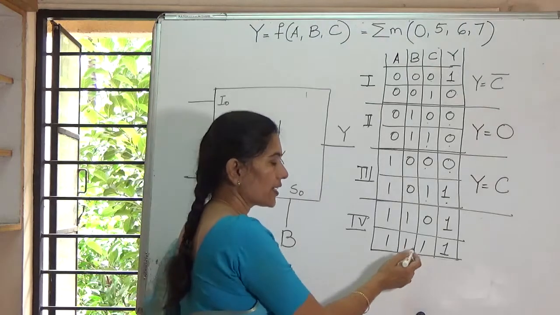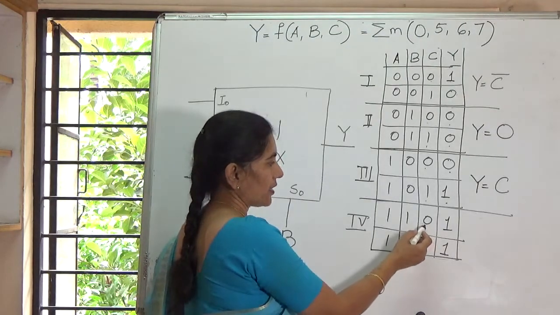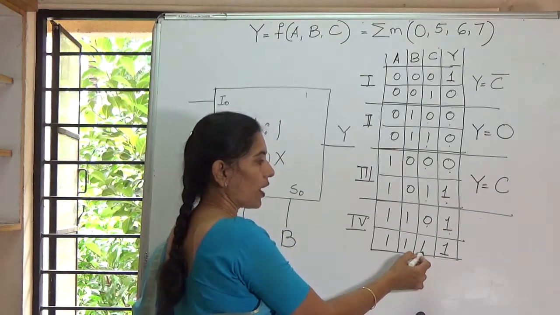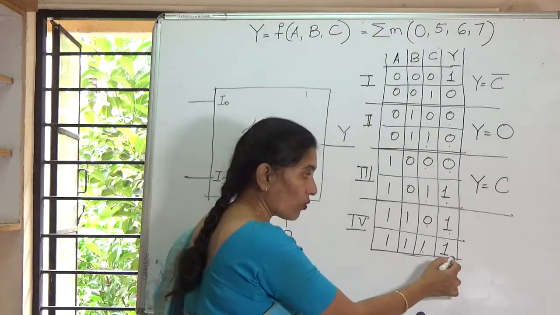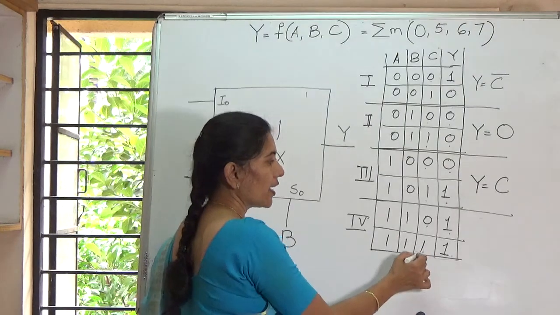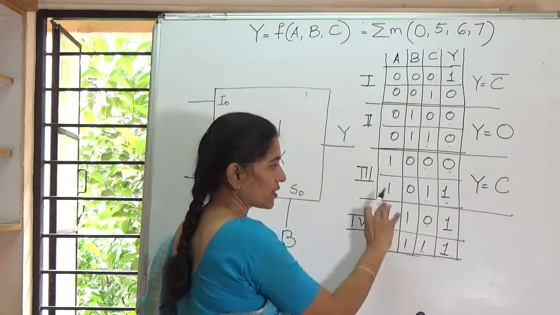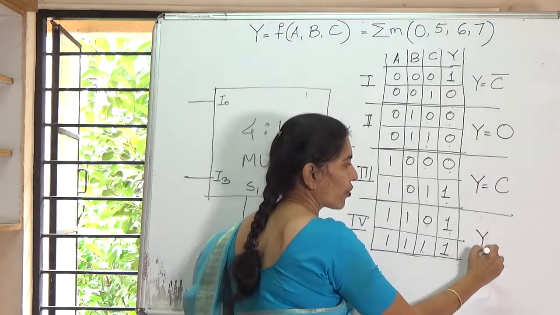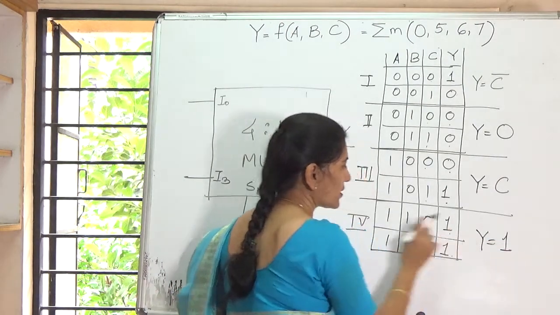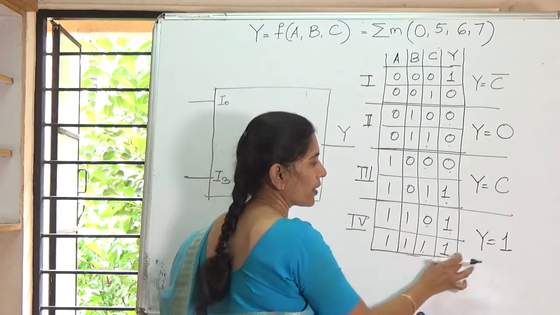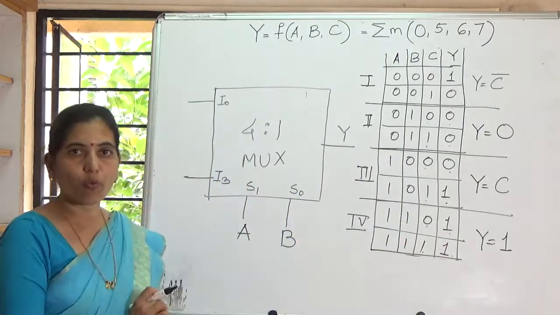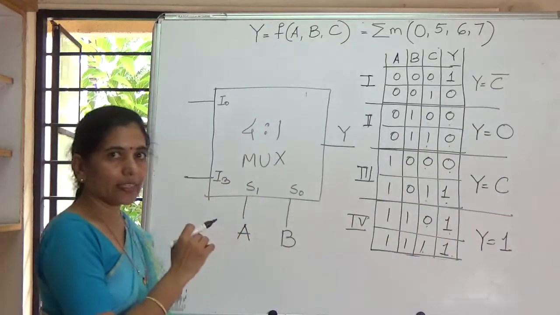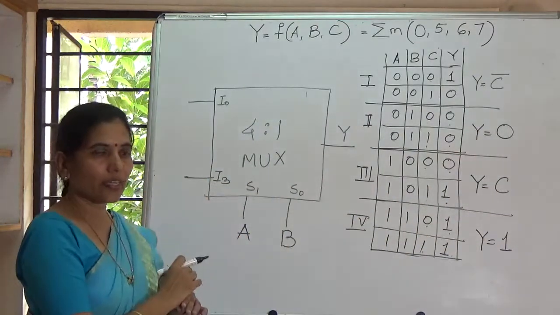And for the last, if we look at 1, 1, when C is 0, Y is a 1. If C is 1, Y is also a 1, which means that irrespective of C in this particular group, Y is essentially a 1. Therefore, for this input combination of A and B, Y should necessarily be a 1. Now let's see how we can accommodate this on the input lines.